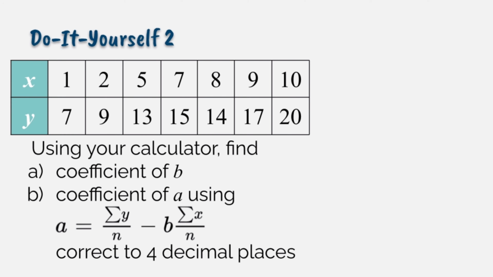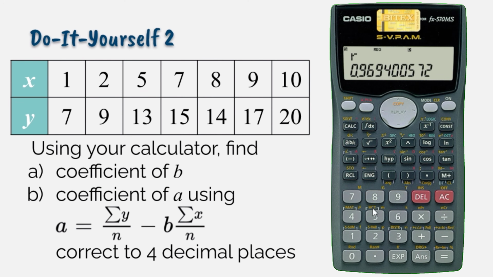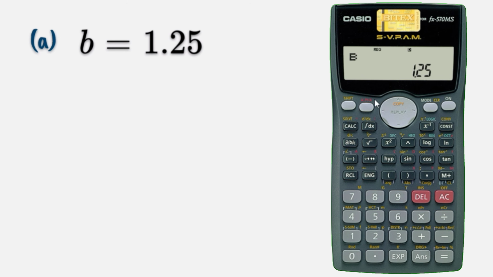Now let's do it yourself too. The first question, find coefficient of B. Repeat the same step like we find coefficient of correlation R, except we need to press 2 to find the value of B, then press equal, and the value of B is 1.25.